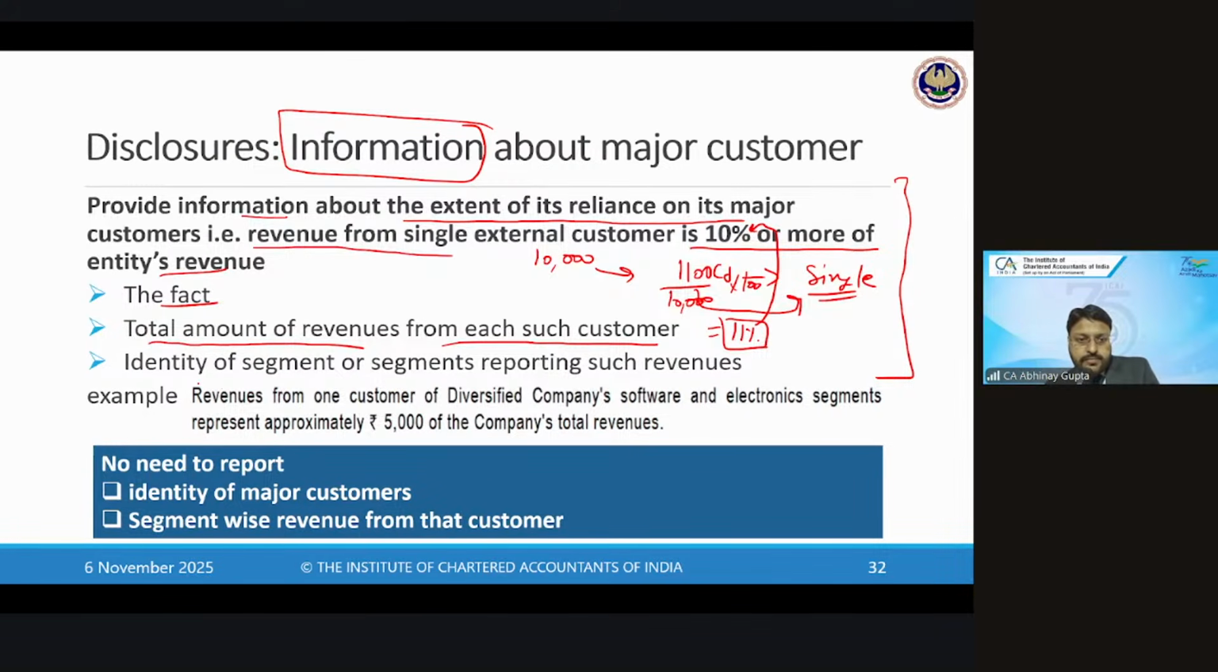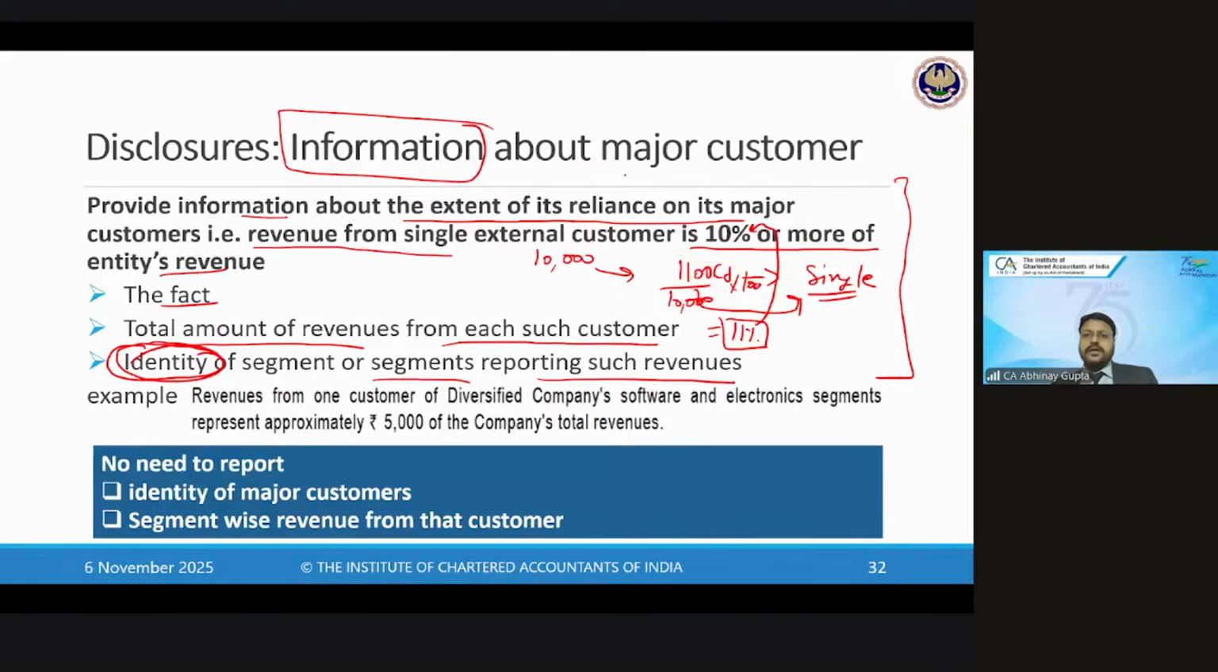Then the additional item which we need to disclose is the identity of the segment or segments reporting such revenues. So what do we need to disclose? Segment-wise revenue from these customers, or the name of the segment only in which this customer is making the purchase? Segment only. So the word is identity of the segment, right?